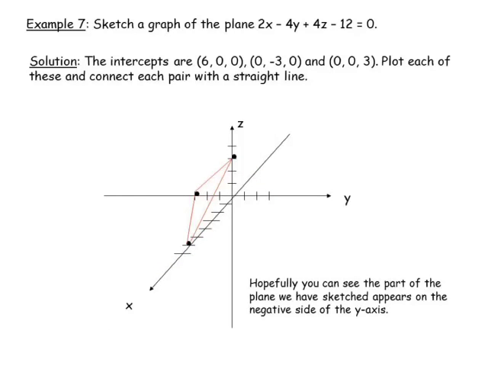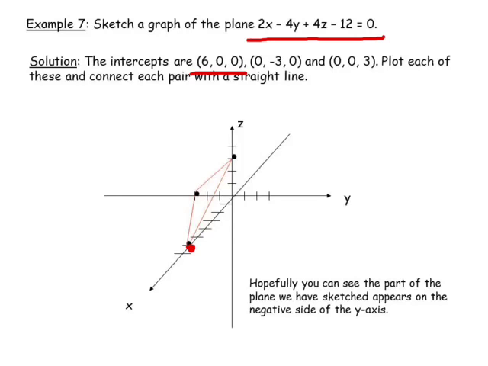Okay, so here's another example. We have 2x minus 4y plus 4z minus 12 equals 0. So if we plug 0 in for y and z, we get the coordinate 6, 0, 0, which we plot right here.